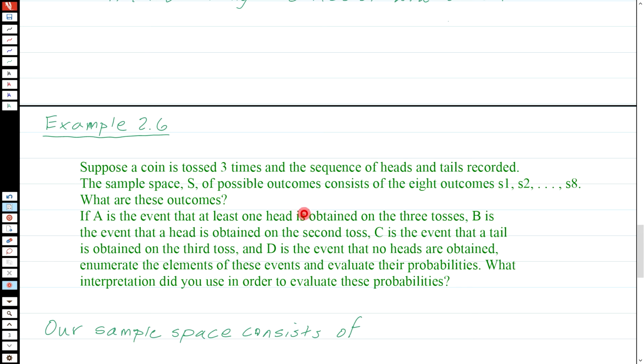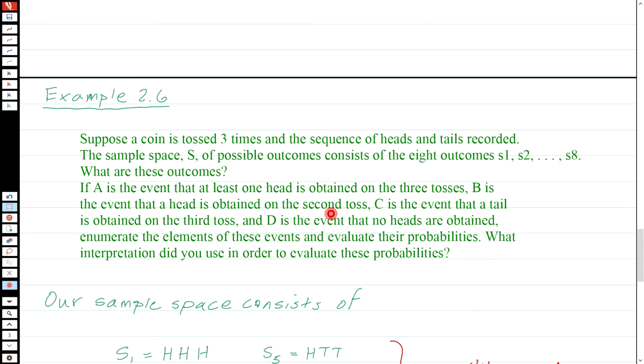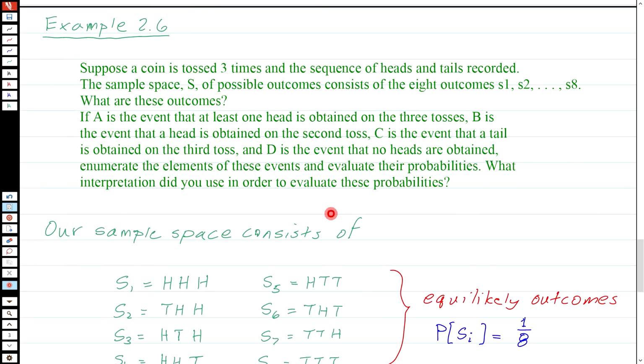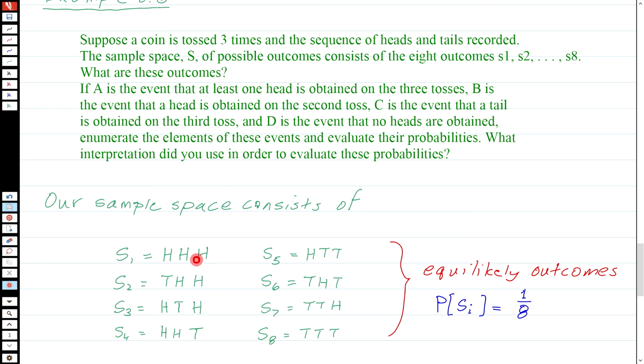What are these outcomes? Let's first of all define our sample space. We could have had HHH, or we could have a tail followed by an HH, head, tail, head, head, tail, head, tail, tail, head, tail, tail, head, or tail, tail. And I'm going to assume that these are all equally likely to occur, so the probability of any one of them is 1 over the number of possibilities. So there's our sample space.